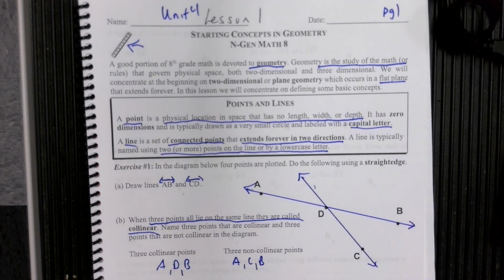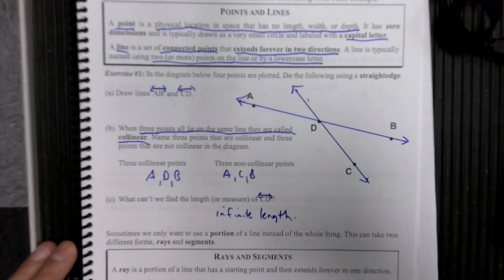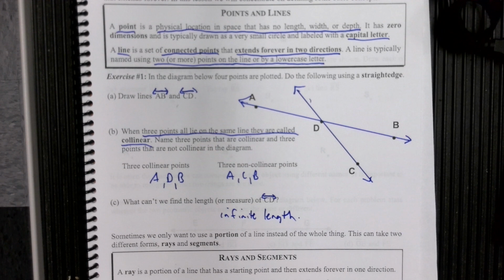Why can't we find the length or measure of a line CD? Well, the reason is because it has infinite length. Because it goes on forever in each direction. Oops, sorry, I moved down, you can't see. So it has infinite length.